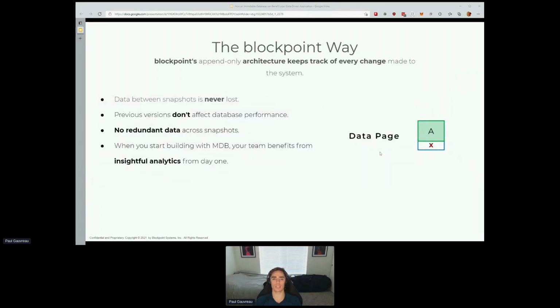So how do we do this in MDB, right? What's the BlockPoint way? If you look here, we've got this base file, and when things are updated, the data is just appended, right? So everything's built off this append only system. And that makes sure that data is never lost, and previous versions don't affect database performance, right? So it reduces system overhead, it reduces redundant data, and it also builds in analytics from the start.